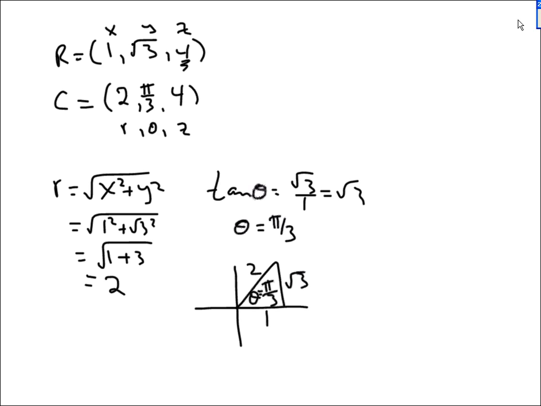Okay, so we have their cylindrical coordinates: 2, pi over 3, 4. The z value comes for free. Here it is. You can have it.